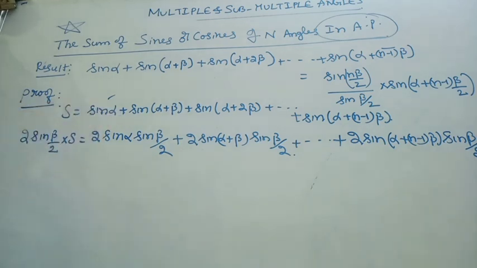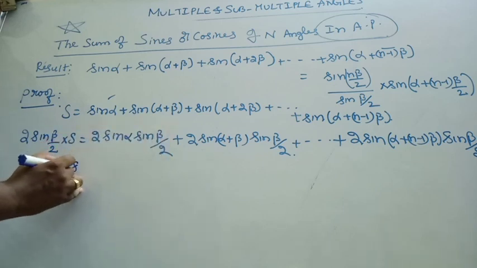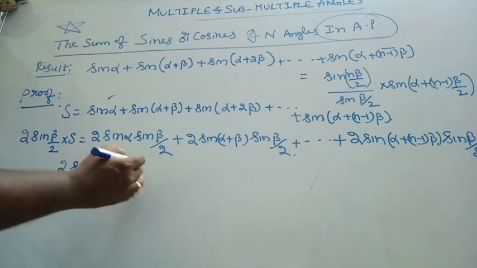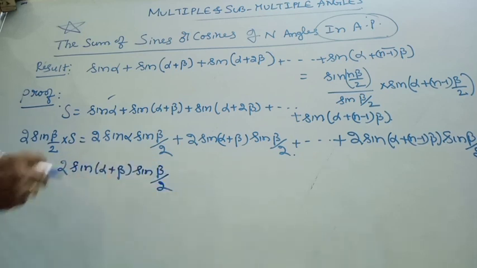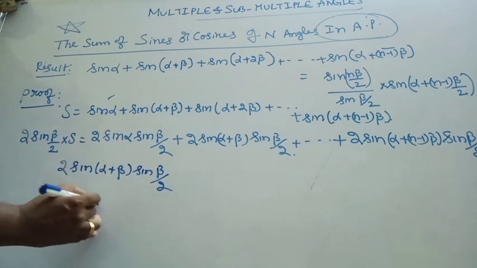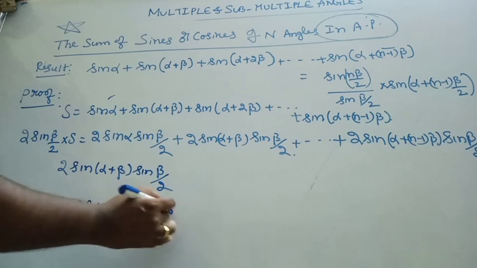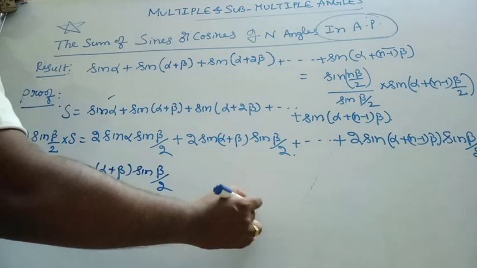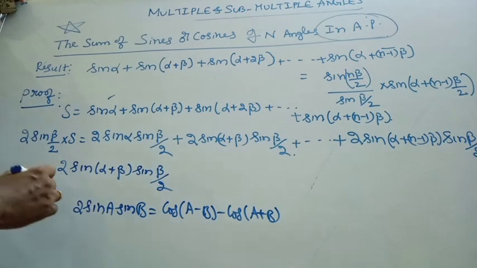Right, we have written it like this, and the other thing we have is 2 sin of (alpha plus beta) by 2 into sin beta by 2. This also is 2 sin A sin B, my dear students. 2 sin A sin B is nothing but cos(A minus B) minus cos(A plus B), like this. Cos A minus B, minus cos A plus B, right? 2 sin A sin B.